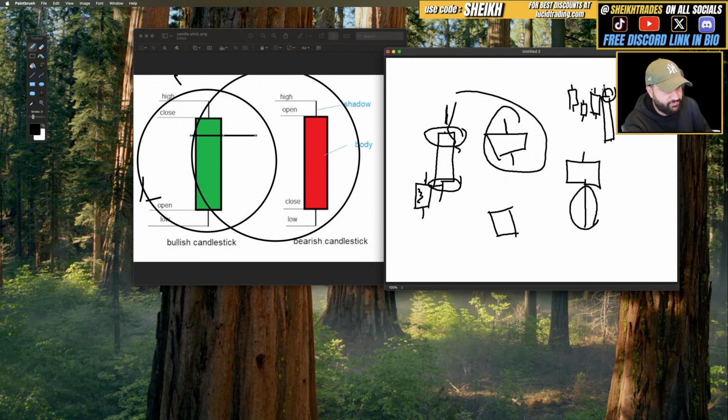We know that this is where the price opened. This is where the price closed. Price went down, so we know it's a red candle. We know that price was forced down. There are a lot of sellers. A bigger body means that there are more sellers pushing it down.